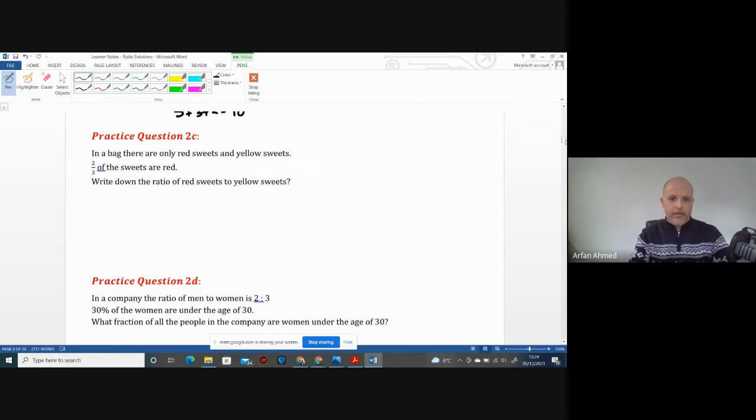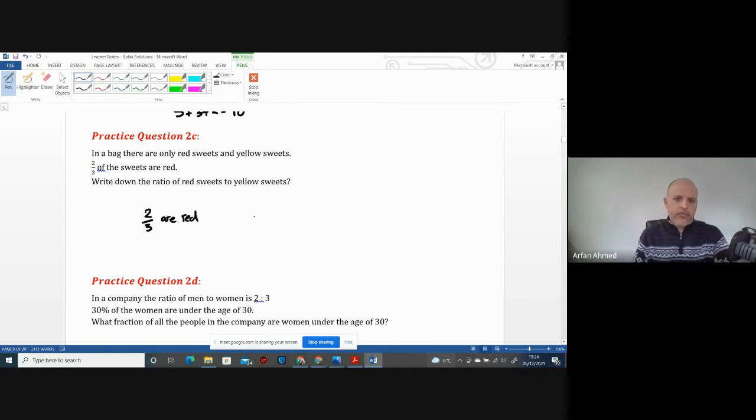2C. In a bag, there are only red sweets and yellow sweets. 2/3 of the sweets are red. Write down the ratio of red sweets to yellow sweets. Okay, so 2/3 are red.